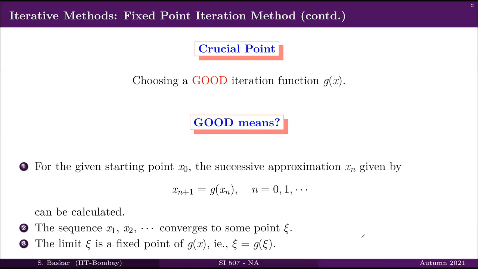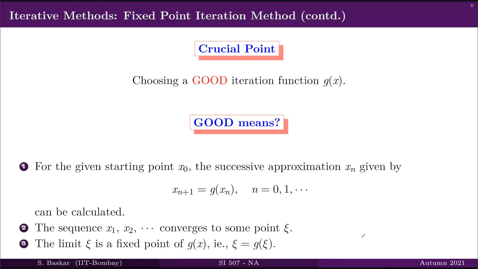Of course, that xi should also be a root of your equation, but that should not be a problem because you have rewritten your equation f of x equal to 0 in the equivalent form x equal to g of x. Therefore, if you make sure that xi is a fixed point of g, it will automatically be a root of your original equation f of x equal to 0.